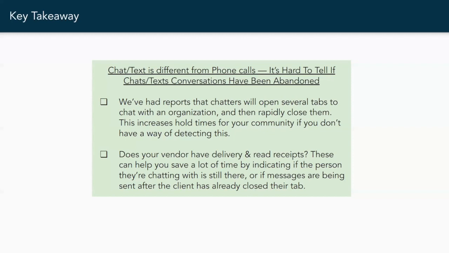And so we've learned that delivery and read receipts can help to save a lot of time for the advocate, so that they're not wasting their time sending messages when there's nobody there, and they're available to serve any other survivors that are reaching out for service. When an advocate can see that delivery or read receipt, they can see that the person they're chatting with is still there, or if the messages are being sent, or if there might be a Wi-Fi issue and the survivor is not getting the messages at all on their end. So we recommend that you check for delivery and read receipts as well.